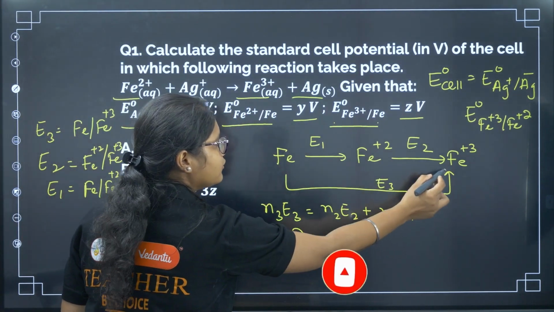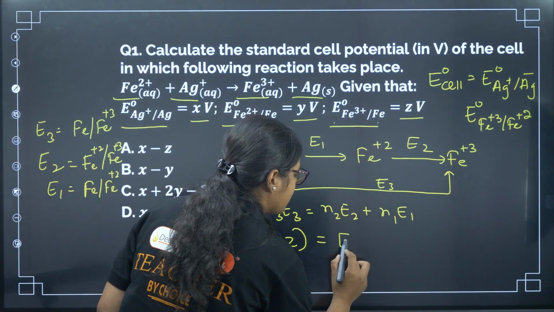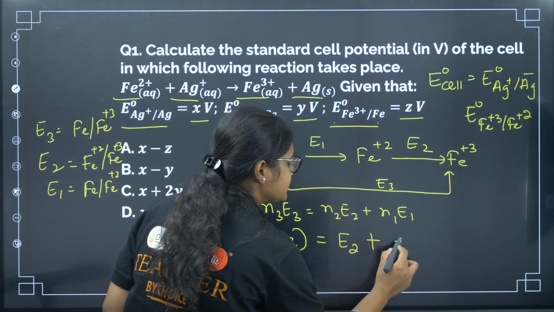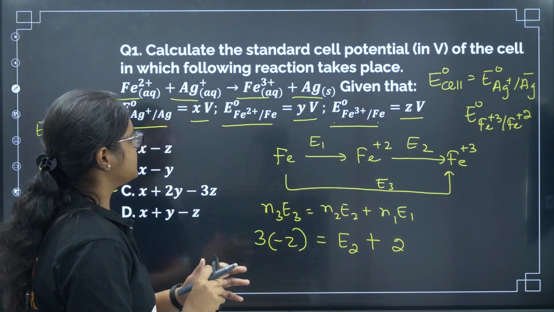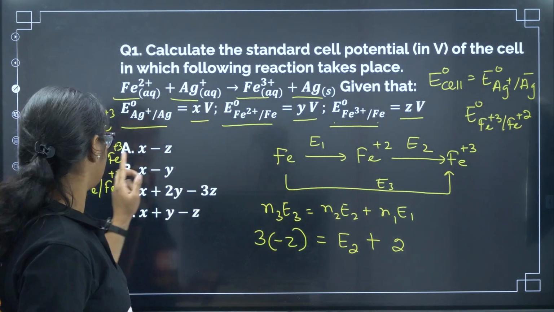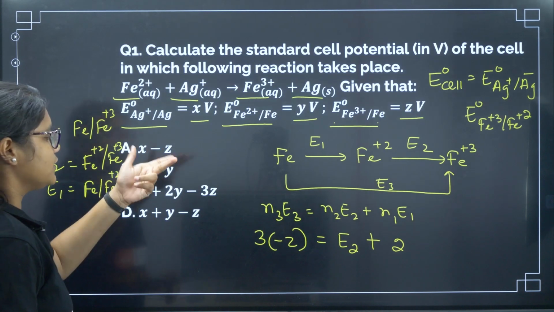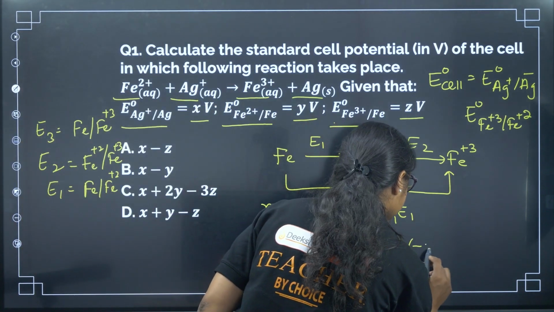That is equal to N2E2. N2 is 1 and E2 value is we have to calculate, plus N1. Here number of electrons involved is 2. And E1, again you can see here the reduction potential is given, but I want the oxidation potential, that is Fe to Fe2+. So it will be reverse of this one, that is minus of Y.